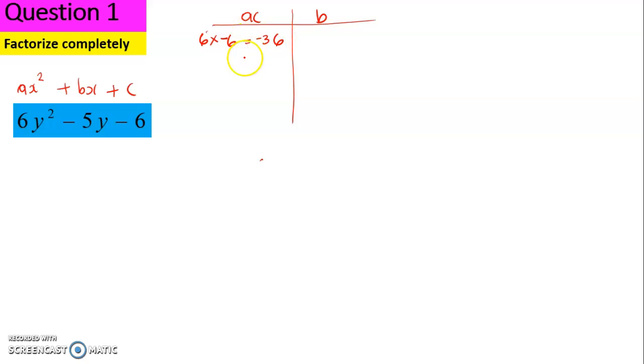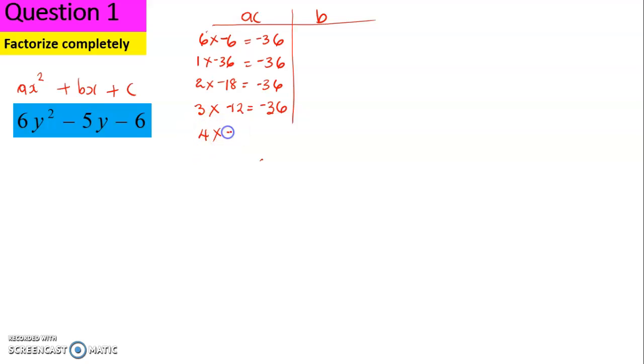Now let's find two factors of negative 36, which will give us negative 5 if we add or subtract them. Let's start with 1 times negative 36. That will give us negative 36. We cannot add or subtract 1 and negative 36 to get negative 5. So let's continue the search with 2 times negative 18. That's negative 36. However, we cannot add or subtract 2 and negative 18 to get negative 5. So let's use 3 times negative 12. Then again, the 3 and the negative 12 will not work.